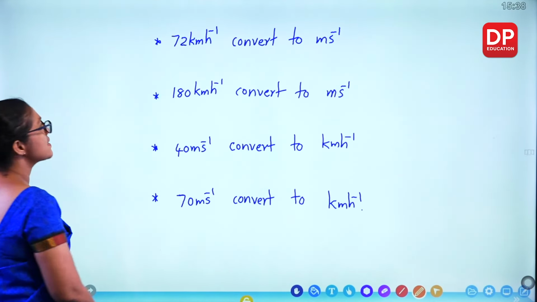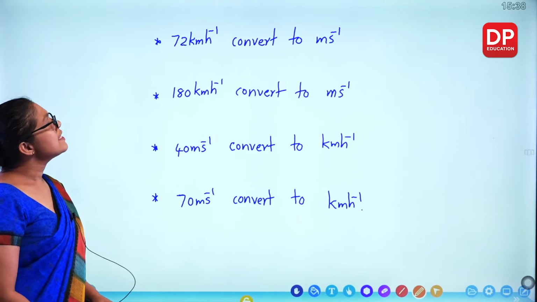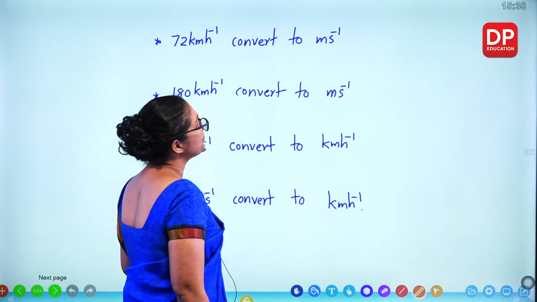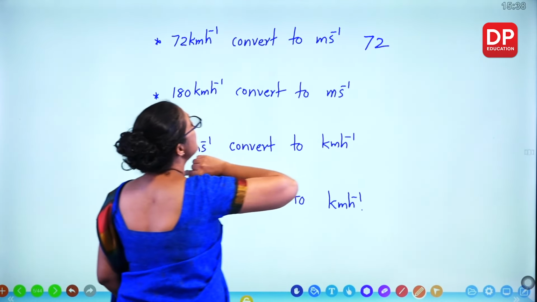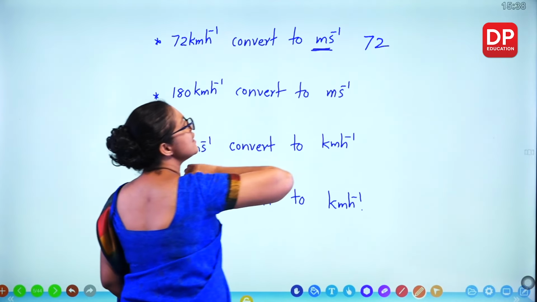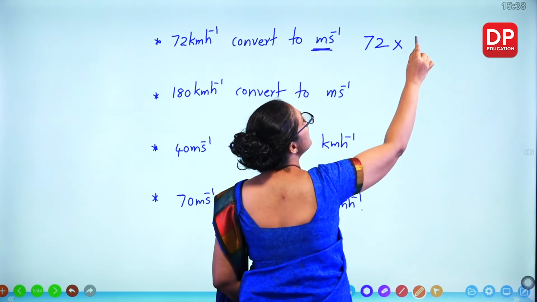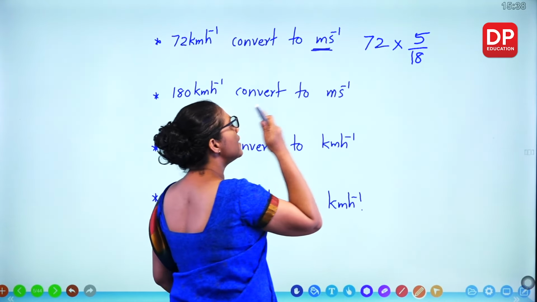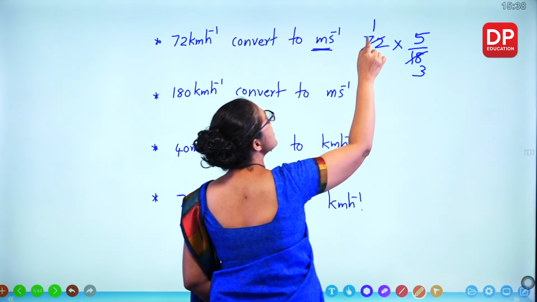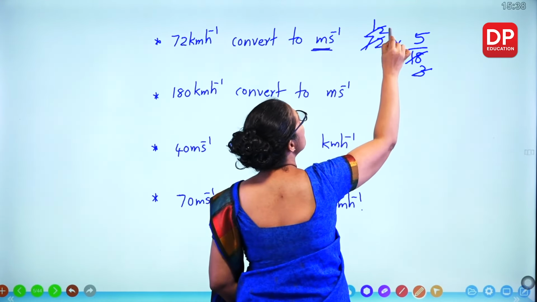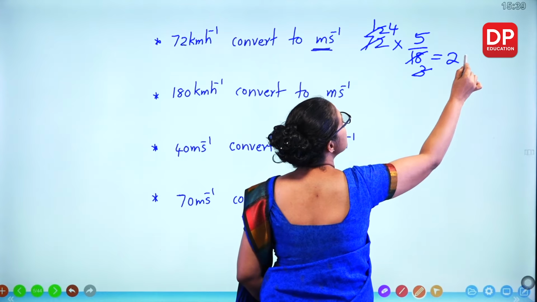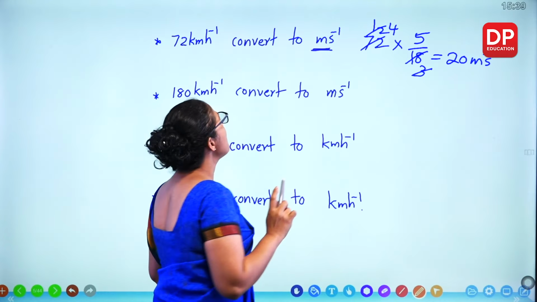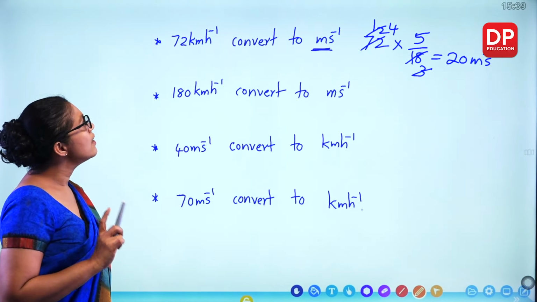Now we'll take some examples. You are given 72 kilometers per hour, convert to meters per second. So what do we do? 72 is the value, and we need the smaller unit. So what's the ratio? Smaller unit, so you take 5 over 18. So divide: 6 times 3, 6 times 12, and 3 times 4, 4 times 5, 20. So 20 meters per second is the same as 72 kilometers per hour.